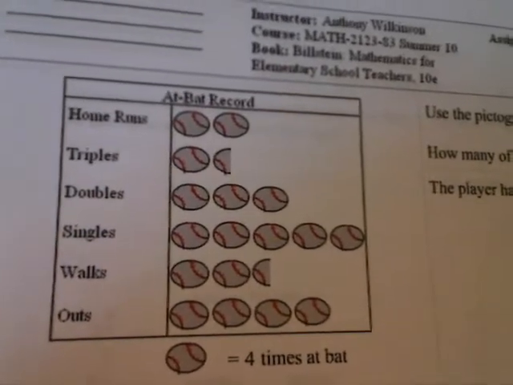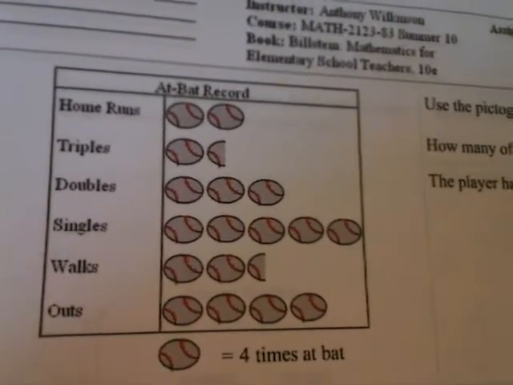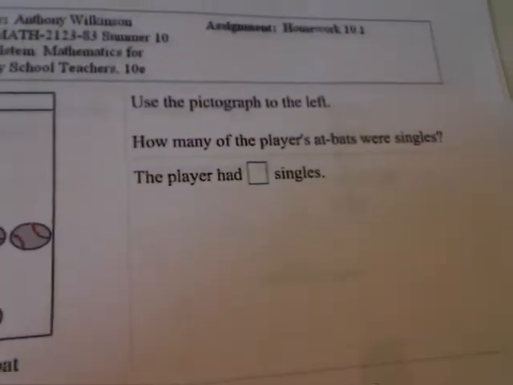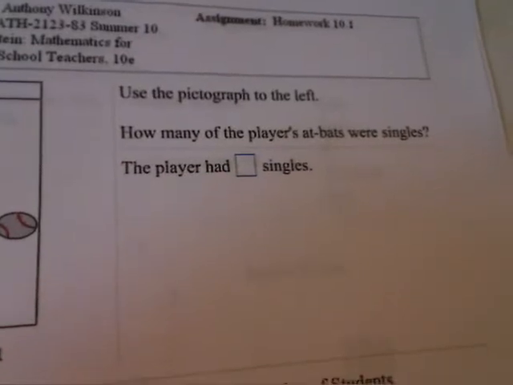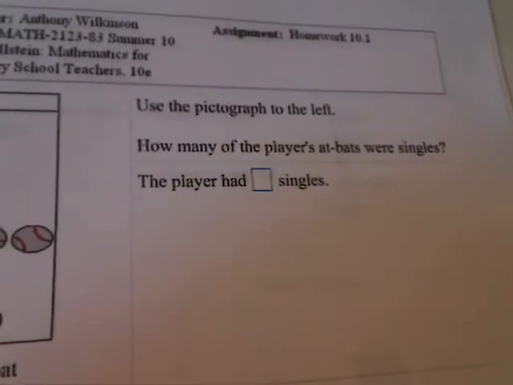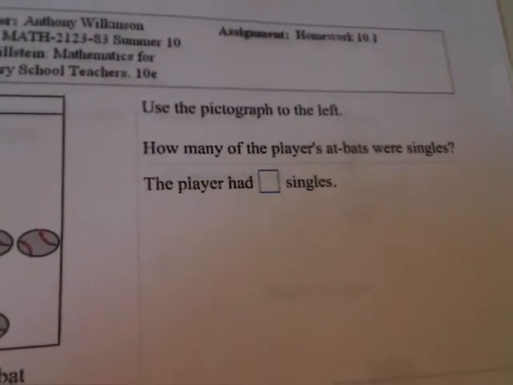Okay, we'll look at some of the homework problems that are in section 10.1. And here we're going to be using the pictograph on the left. This is problem number 1. To answer this question: how many of the players' at bats were singles?